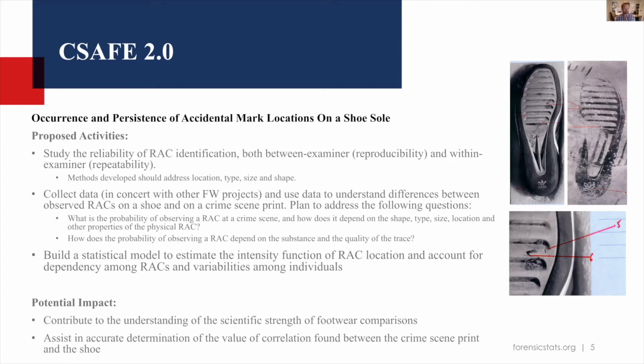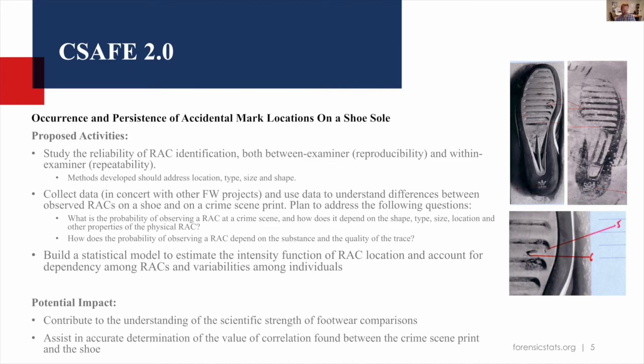A piece of this will be collecting data to understand differences between the racks you might observe looking at the physical shoe and those that actually leave marks behind in a crime scene print. So we could ask the question, what's the probability of observing a given rack present on the shoe at a crime scene? How does it depend on the shape, type, size, location, or other properties of the physical rack? And also important to this issue is what is the substrate where the impression is left? So how does the probability of observing that mark depend on the substrate or the quality of the trace?